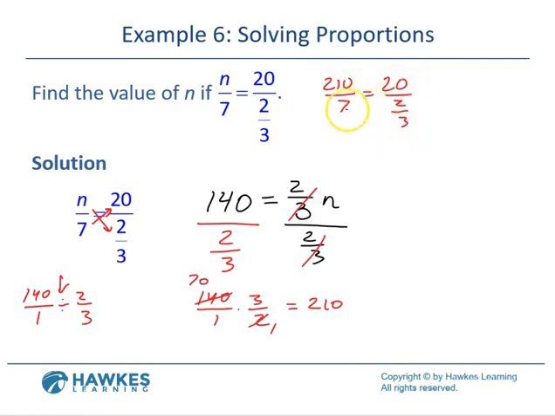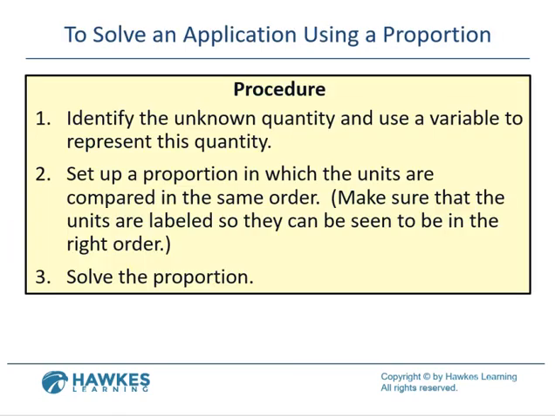Well, we can check here. Notice here I've got 70 times 2. That's going to equal my 140. Well, here I've got 210 times 2. That's going to give me 420, but then I'm going to divide that by 3. And once again, once I get all done, it gets to 140 again. And so therefore, this works out very, very well. So, and then to solve an application using a proportion.